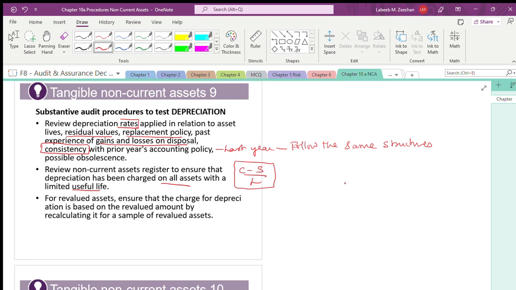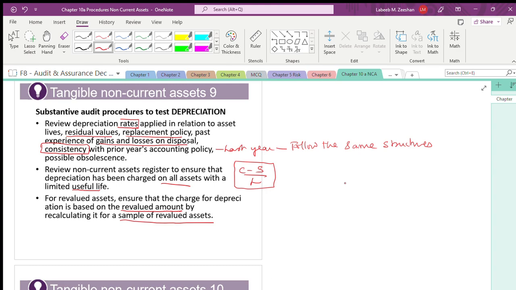For revaluation, any assets which have been revalued, again you have to calculate depreciation on the revalued amount. You should calculate depreciation for the revalued amount, and you recalculate depreciation on a sample of revalued assets.